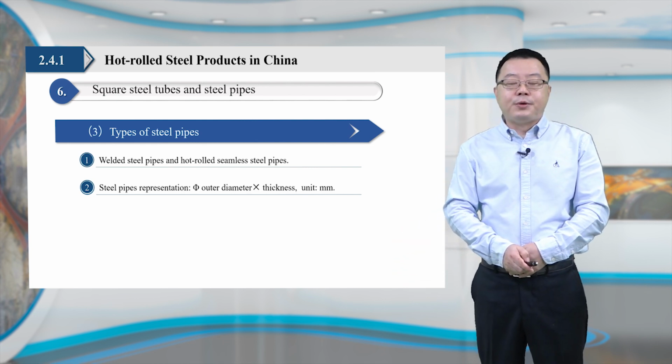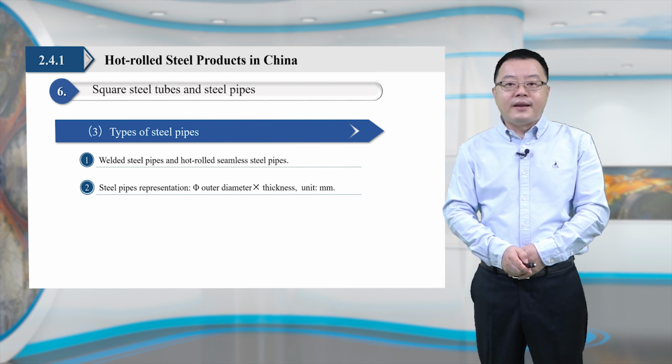Like the square steel tubes, there are two kinds of steel pipes. One is a welded steel pipe, and the other is a hot-rolled steel pipe. See the PPT for the representation method of steel pipe.